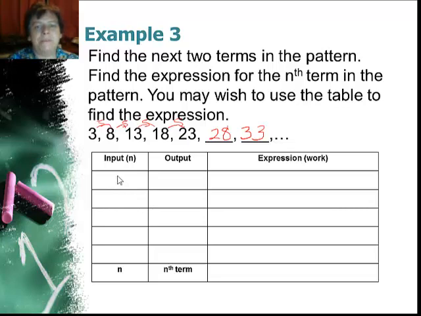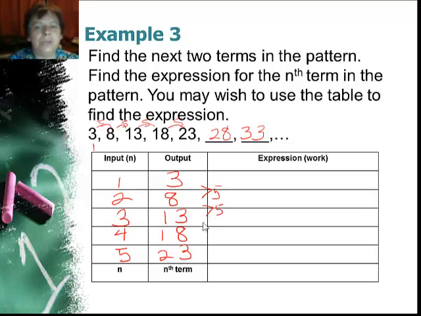Now let me put the input for n. This is position 1. So for 1, the output was 3. On position 2, we had 8. Position 3, we had 13. Position 4, we have 18. And position 5, we had 23. So we know that these increase by 5 every time.